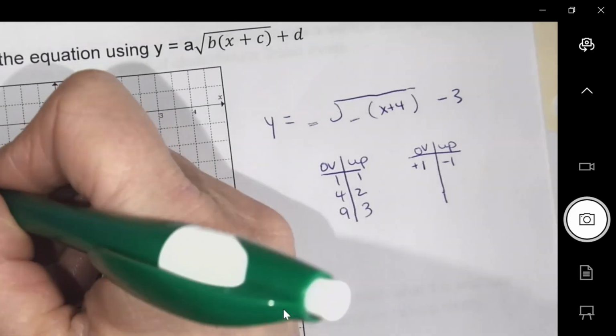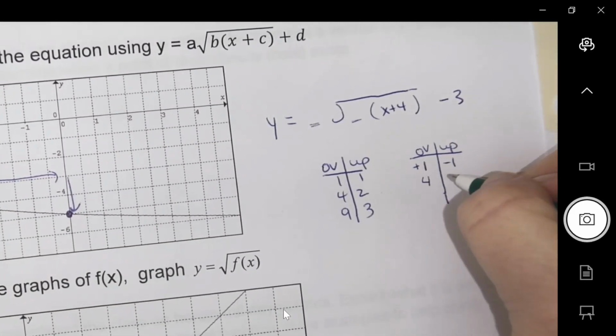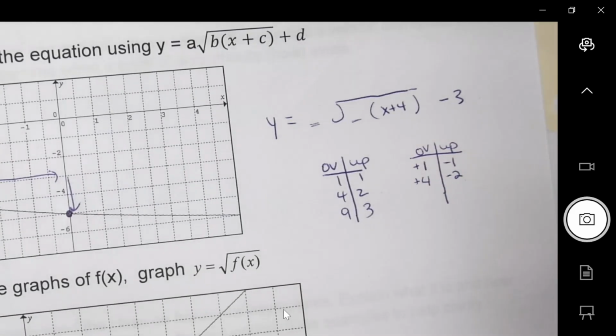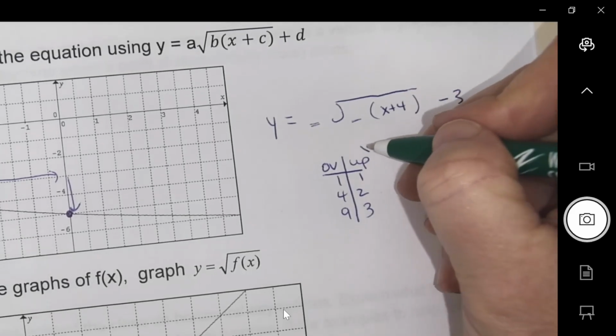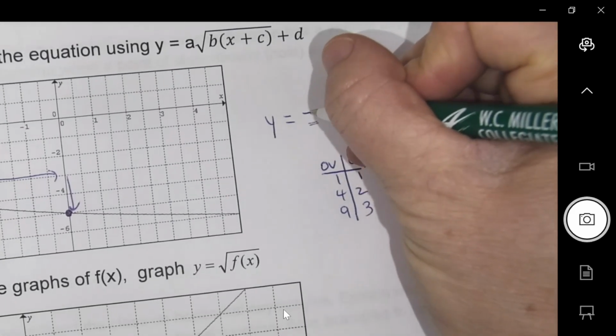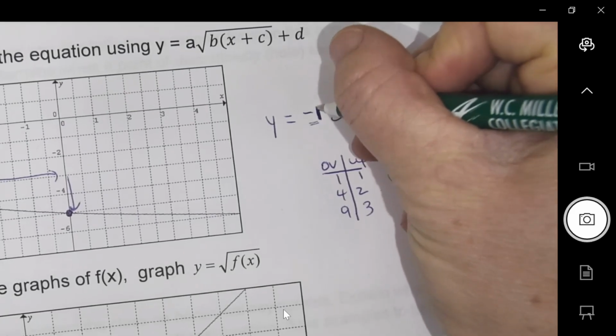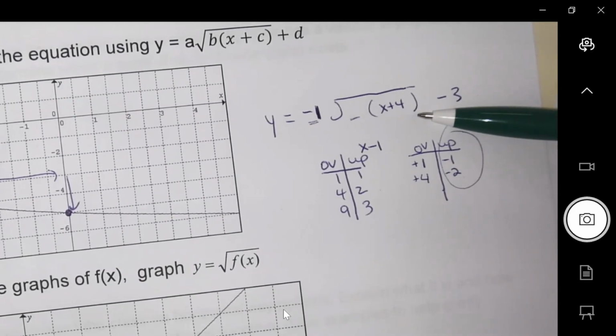So then this point would be over 4 and down 2. So what is the thing that changed? This got timesed by -1, which is a, A. And I guess there's no B. Okay, but be ready to insert your B with a factored out bracket, right?